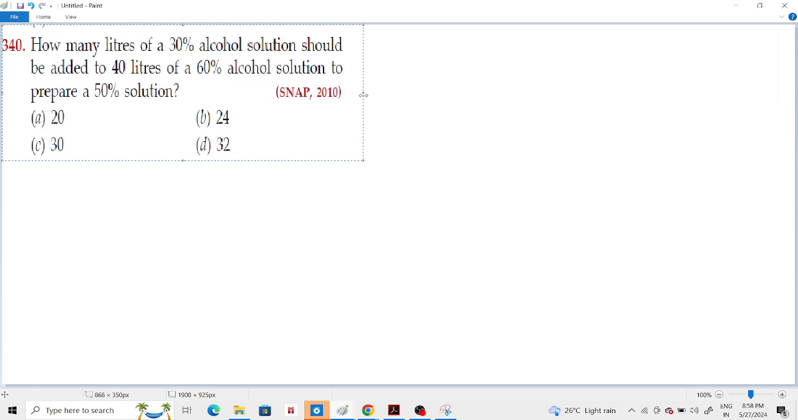Ishika, I've sent the solution in the group. Okay, you can copy it from there. Yes, sir, I have copied. And anyways, this session is recorded. You can understand and copy it later. For now, you just focus on the sum. That will be best. So number 340, please try out. This should be done in 1 minute. How many liters of a 30% alcohol solution should be added to 40 liters of a 60% alcohol solution to prepare a 50% solution? Very simple.